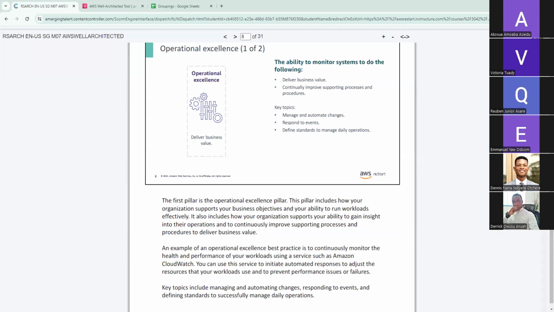Okay, so what I want to say for a start is that operational excellence is one of the pillars of the well-architected framework. And if you look at companies, businesses all over the world, every company has an operation.